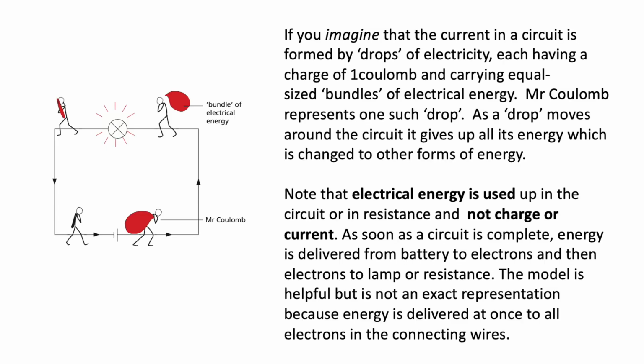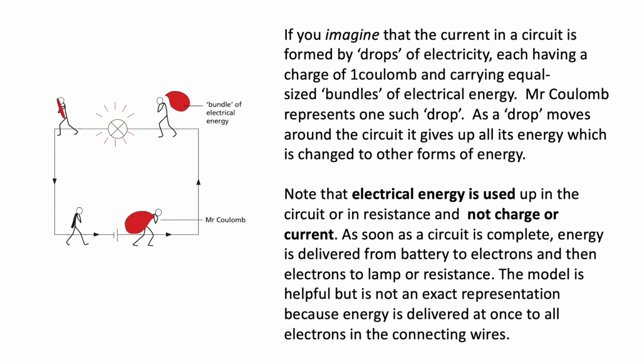Now, let us try to understand what is electric potential. You can see a circuit here. Imagine that the current in a circuit is formed by drops of electricity, each having a charge of 1 coulomb and carrying equal sized bundles of electrical energy. We can call these bundles of electrical energy Mr. Coulomb. So Mr. Coulomb represents one such drop. As a drop moves around the circuit, it gives up all its energy, which is changed to other forms of energy. Note that electrical energy is used up in the circuit or in the resistance, and not charge or current.